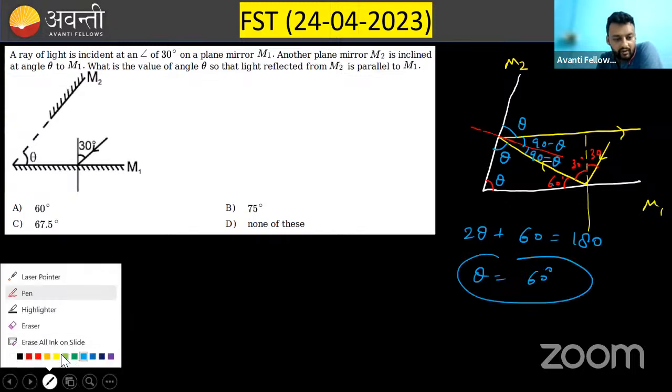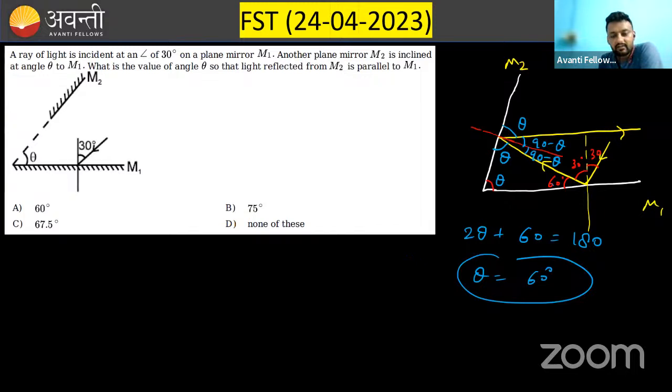There is nothing physics in it. No physics in the question. This is complete geometry. Clear? So theta is 60 degrees, which is option number A.